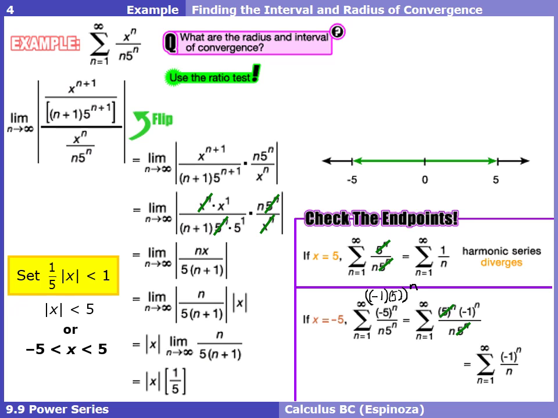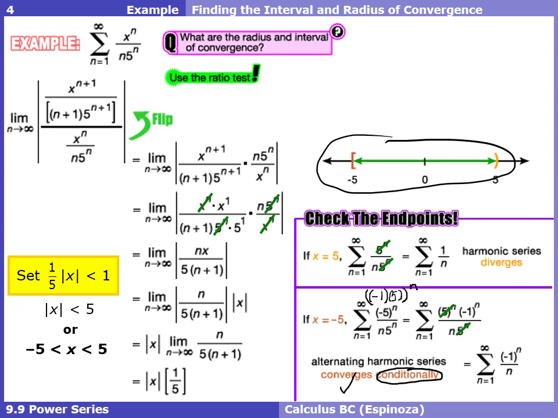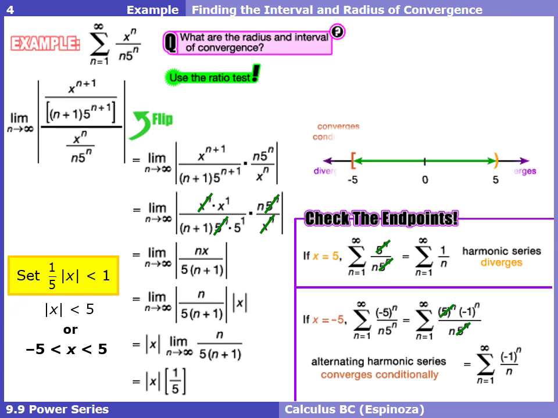And again, if you have that basic knowledge of very special series that we're supposed to know, this is our alternating harmonic series, which converges. I'm just adding this little bit of extra information here that it converges conditionally. But bottom line is, all we really care is that it converges. That's the thing that we're interested in. And because of that, that means we can put a bracket as our visualization up here. We can put a bracket on that -5 because we can include that endpoint. With +5, we can't include it, so we're going to put a parenthesis.